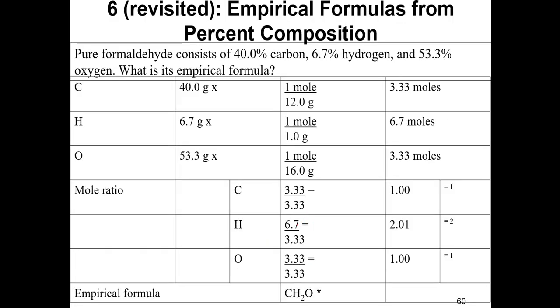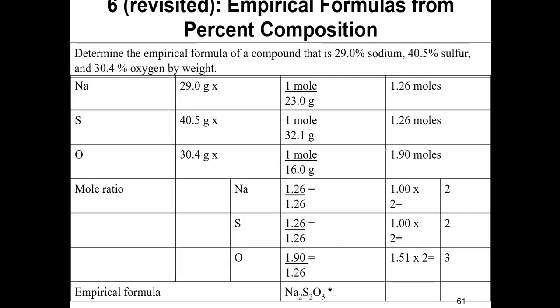Let's do another one. What's the empirical formula? Based on the percent by mass, turn it into grams, divide by the molar mass, turn it into moles, figure out which one is the smallest moles, and divide each of these by the same one. In this case, it's 3.33. So 3.33, 3.33, 3.33, as you see there. And then we end up with a 1 to 2 to 1 ratio. So C1H2O. So make sure you know how to do that problem. And then here's another problem that you can work through.